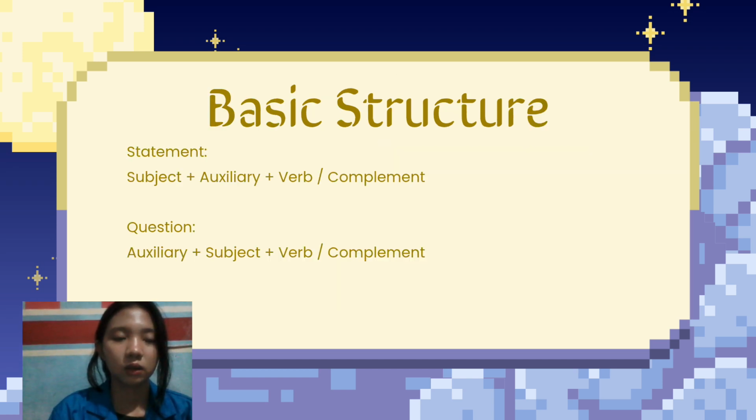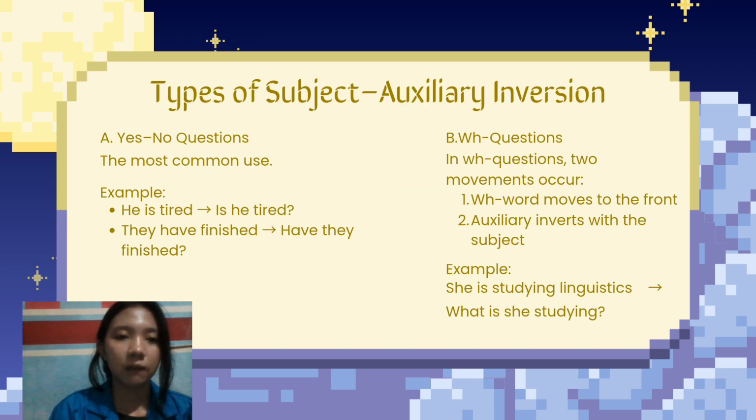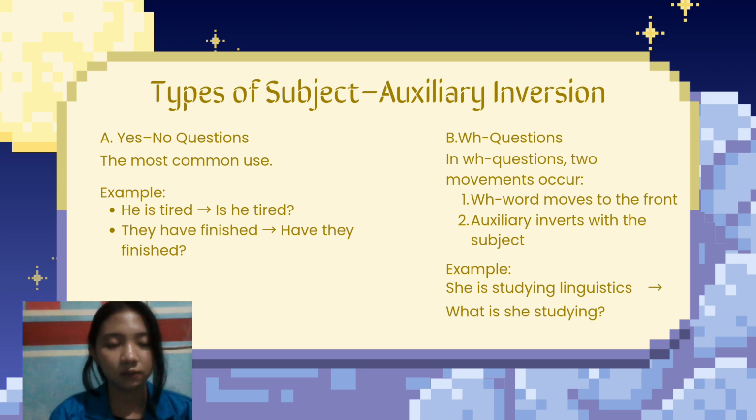Basic structure. Statement: subject plus auxiliary plus verb or complement. For the question: auxiliary plus subject plus verb or complement. Types of subject auxiliary inversion. A. Yes/no question, the most common use. Example: he is tired. The question sentence is, is he tired? They have finished. The question sentence is, have they finished?